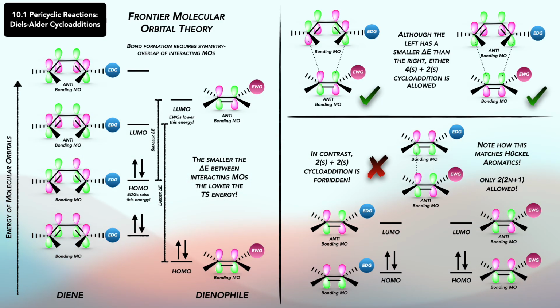If we compare 4 pi plus 2 pi cycloadditions, we see they are allowed thermally, but 2 pi plus 2 pi cycloadditions are forbidden thermally. Why? Because 2 pi plus 2 pi cycloaddition would require a Möbius topology in the ground state, and that topology is not accessible thermally.